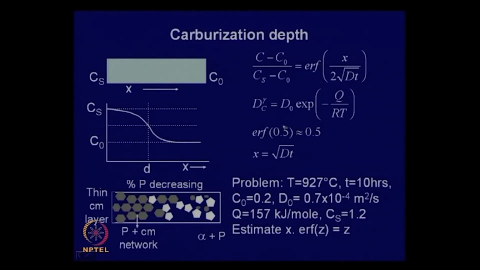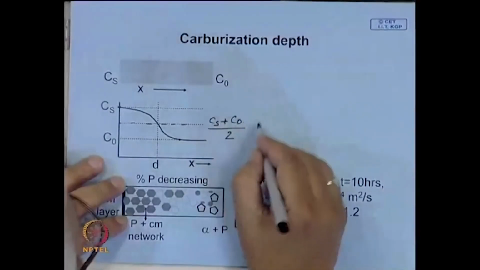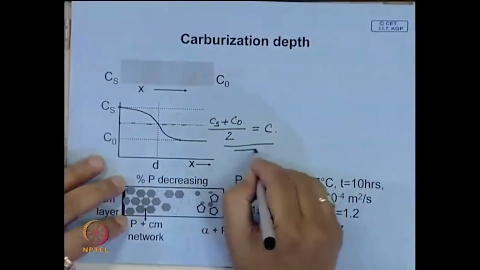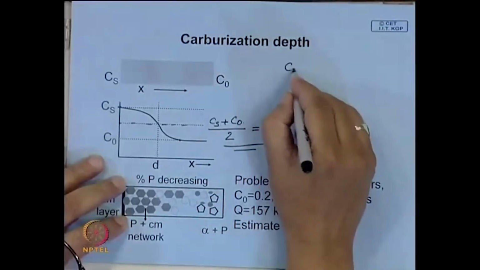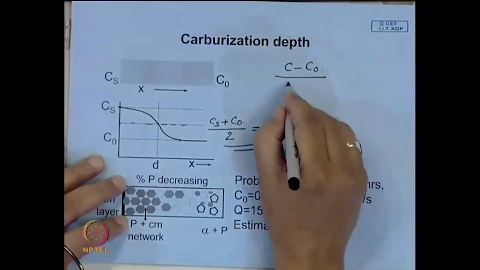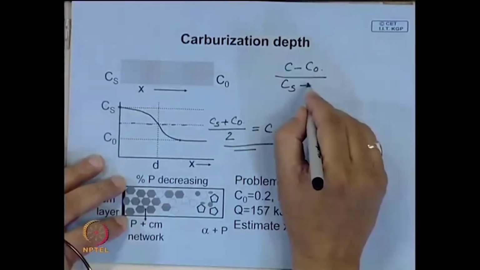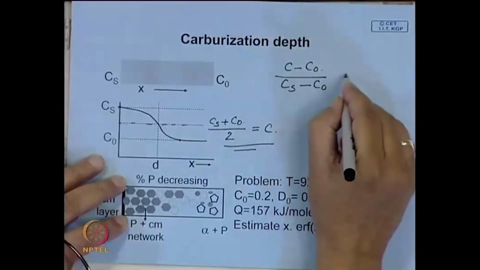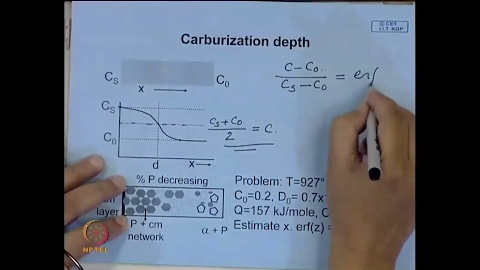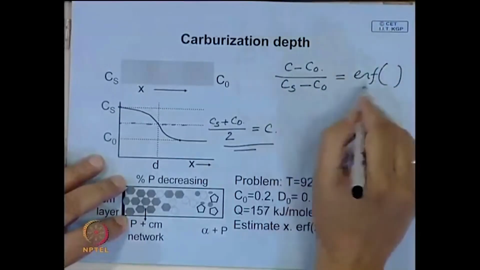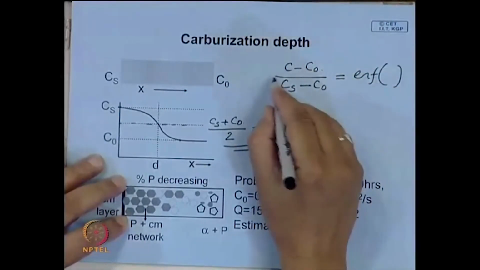We know that if this argument z is around 0.5, then the error function is equal to 0.5. That is why, as I have explained, if you put C equal to the average carbon content and substitute in that equation for C minus C0, here in this equation, in the error function, then you will find that this comes out to be 0.5.